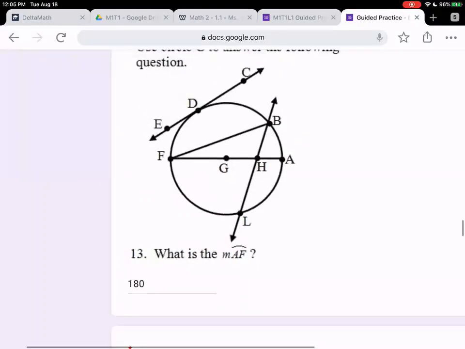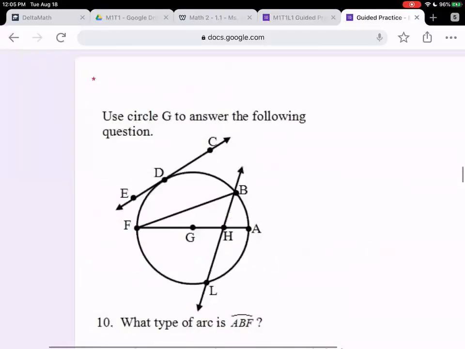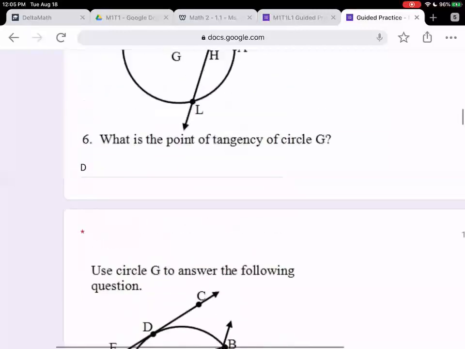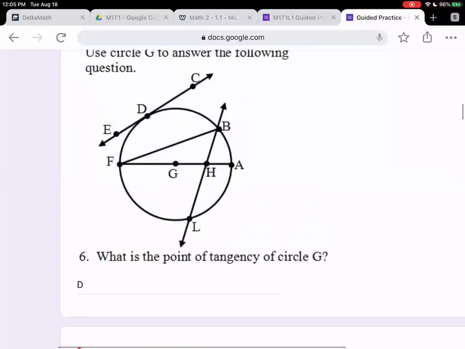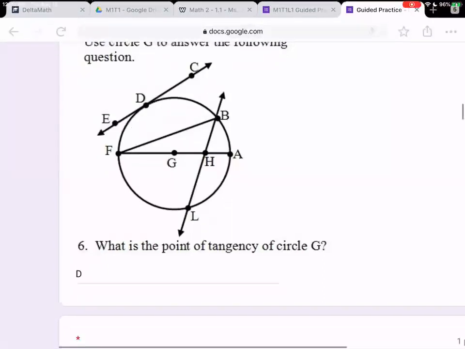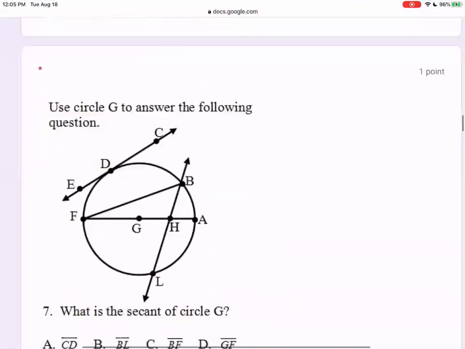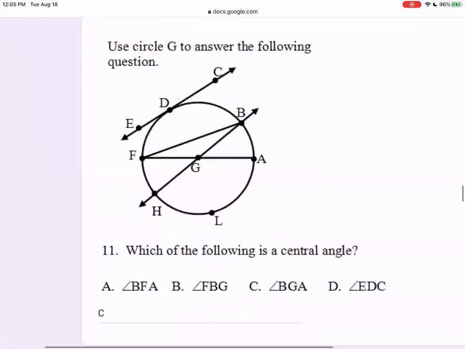Also, I think I saw a question in the chat. It said, what was number 6? So let me go back. Number 6 was, what was the point of tangency of circle G? It's where the tangent line touches the circle once. So that's point D. That's for you, Javier, I think it was, right? Okay, now back down.